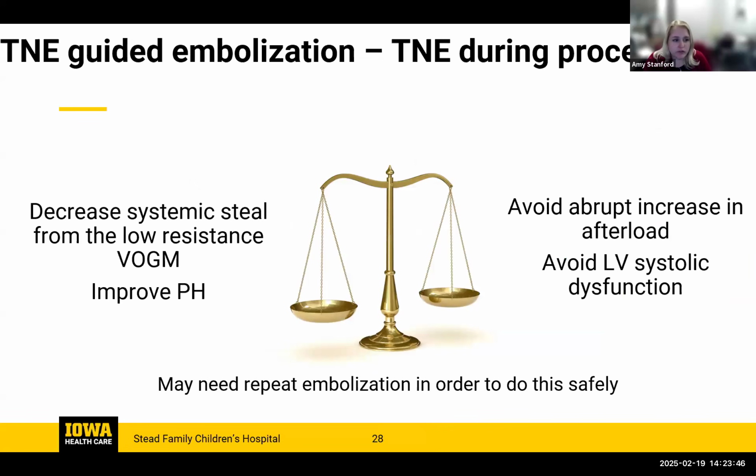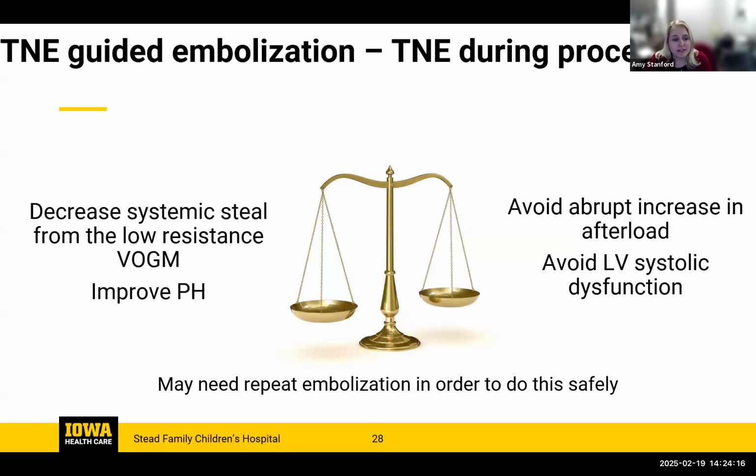So here at Iowa, during embolization, we have a T&E evaluation during the procedure in order to help guide the total number of feeder vessels embolized at one time. Again, this is a balancing act where we want to target enough vessels to decrease the flow to the vein of Galen and resolve the systemic steal and the resultant pulmonary hypertension, while not substantially increasing the afterload to the LV in order to avoid LV failure.